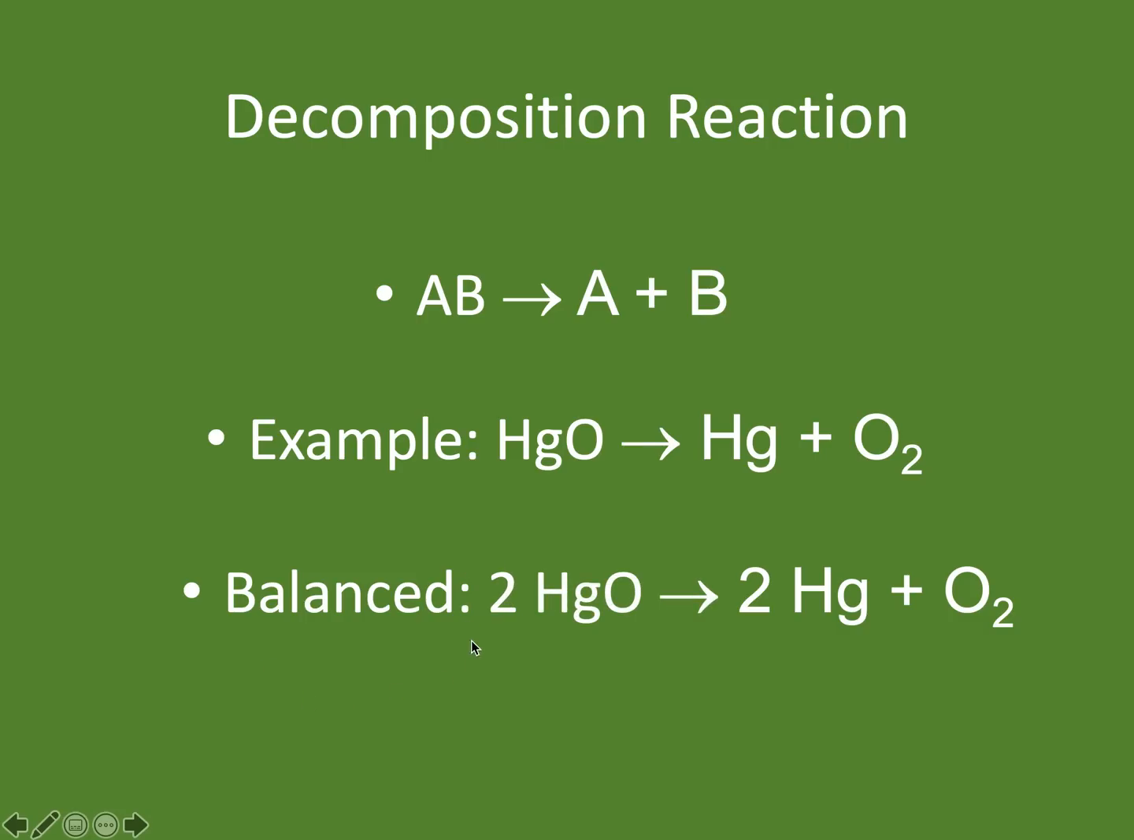So we can see if we have 2 mercury 2 oxides, it's going to give me 2 mercuries and 1 oxygen in my O2 form.